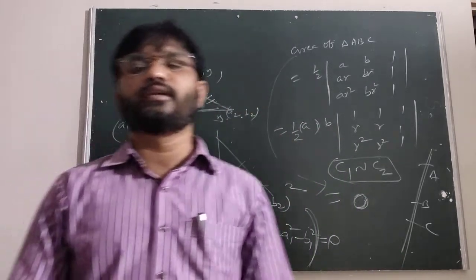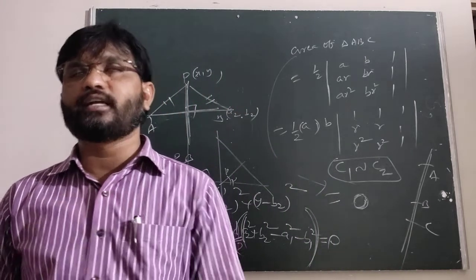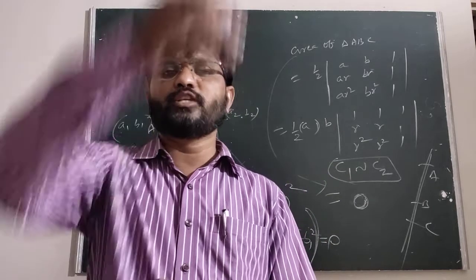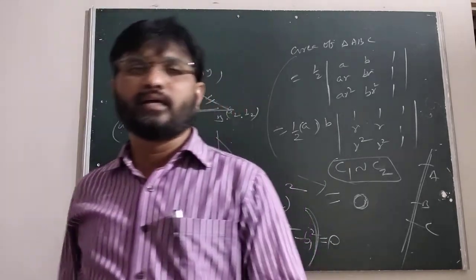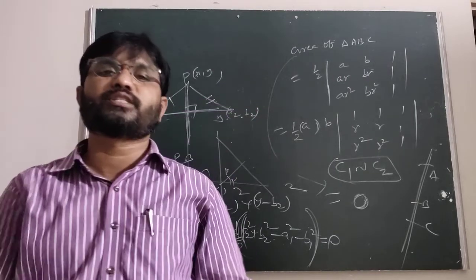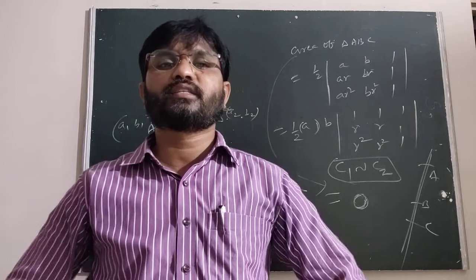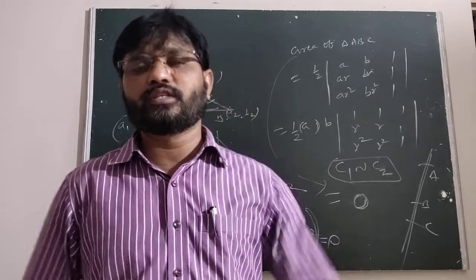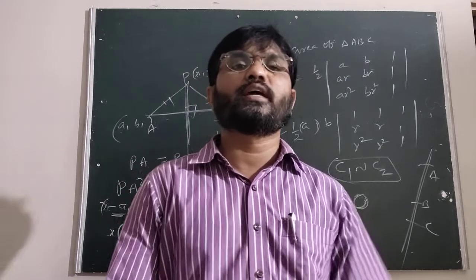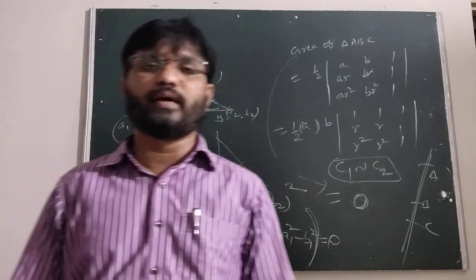The centroid is the point of intersection of the medians. A median is a line passing through a vertex and the midpoint of the opposite side. Medians are concurrent, and their point of intersection is called the centroid. The centroid divides the median in the ratio 2:1. Therefore, ((x1 + x2 + x3)/3, (y1 + y2 + y3)/3) is the centroid.